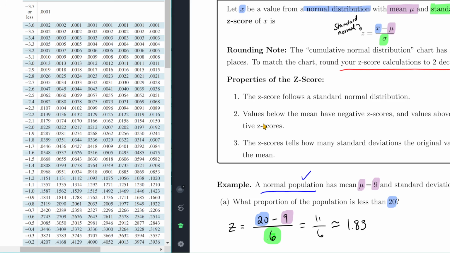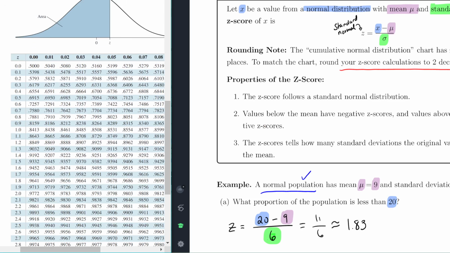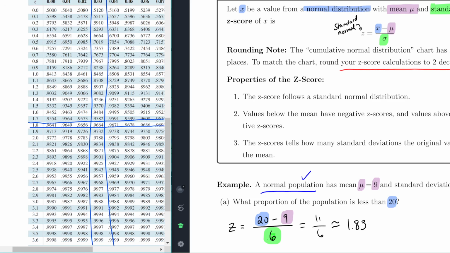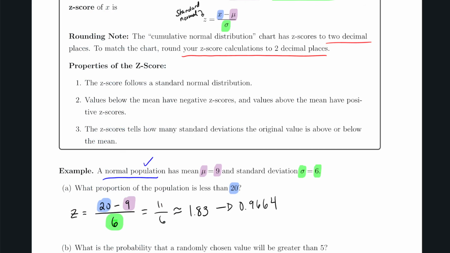And now we'll bring up our chart. We've got a z-score of 1.83, so we scroll to the positive values. We find what's aligned with 1.8. And we see from the chart for a z-score of 1.83, 0.9644 of the area lies before that, so that aligns with our less than 20. So that's our answer here.